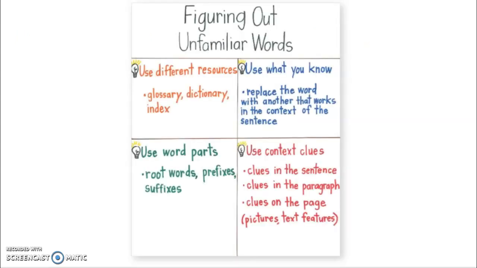The first way is maybe the most straightforward way, which is just using different resources. So if I'm in a textbook, I can use the glossary or the index. The glossary is like a dictionary for certain words. Usually they're the bold words. The index will tell me all the pages that have that topic on them, so I could figure out what the word meant by looking there.